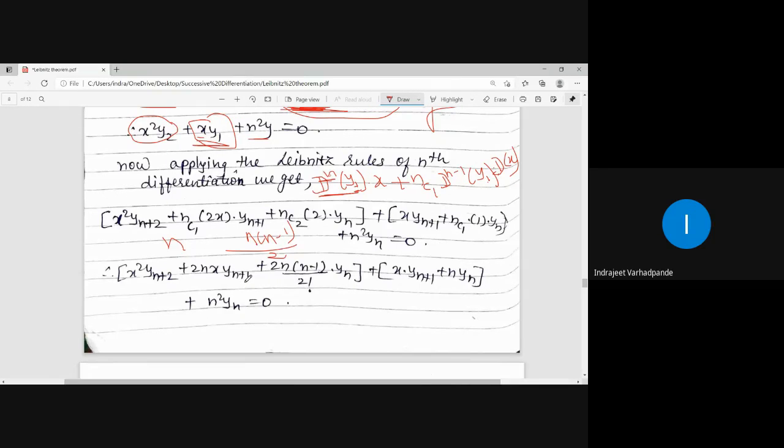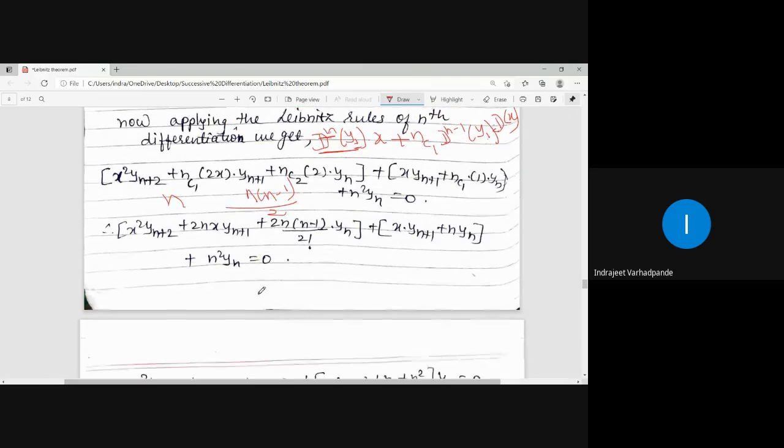Is this fine? So collecting the terms together after this: x square into y(n+2), plus nC1 which is n, 2x into y(n+1), plus nC2 which is n into n minus 1 upon 2 factorial, 2 into yn, I have written as it is. Bracket complete. Second bracket: x into y(n+1), nC1 is n, and plus n square yn is equal to 0. Clear?